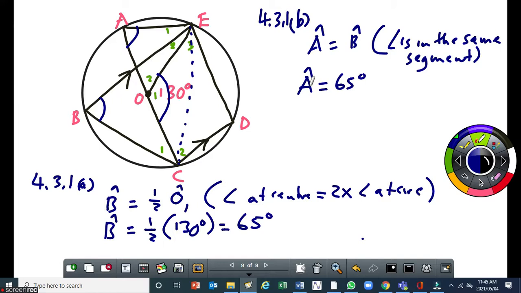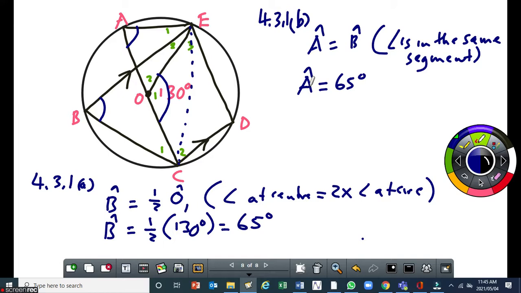So it means right here, you write angle A is equal to half of O1. Your reason: angle at the center is 2 times angle at the circumference. Therefore, angle A is equal to 65 degrees. That's also correct. Is AECD a cyclic quadrilateral? Yes, it's a cyclic quadrilateral.